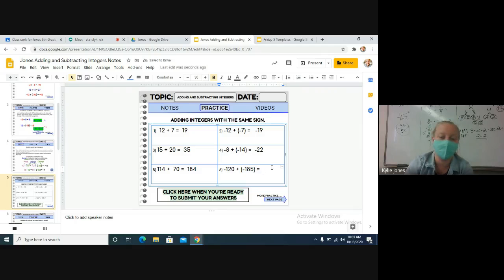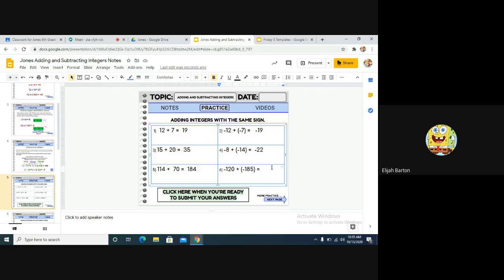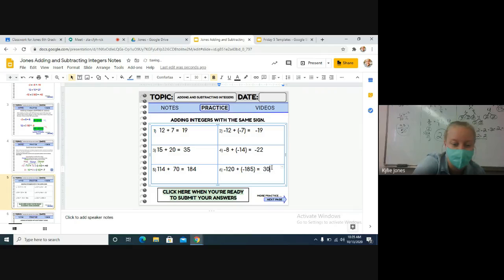And our last one, 2 negative numbers. We need to add together the numbers first. What's 120 plus 185? 305. Yep, 305. And is it negative or positive? Negative. And we're done. Good. So those ones are just adding and keeping the same sign. All right.